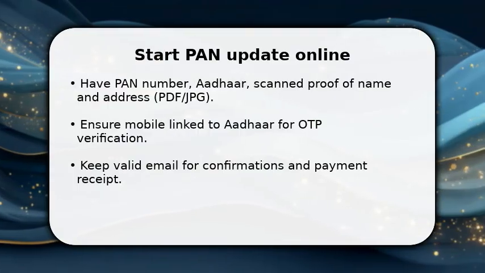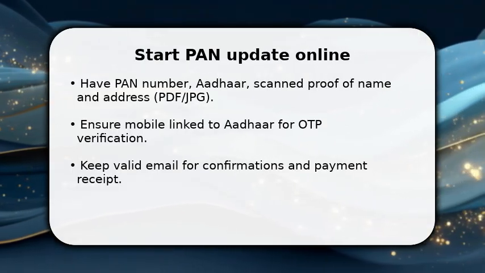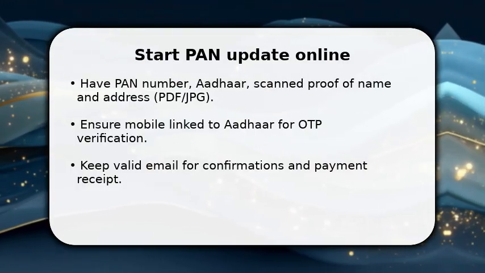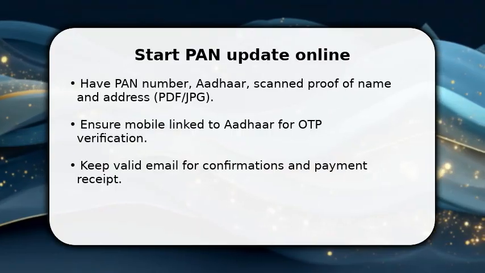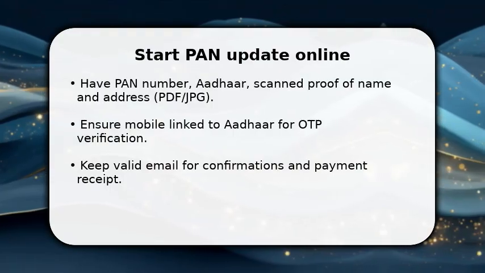You begin by logging into the NSDL or UTIITSL PAN correction portal. Choose Changes or Correction in PAN data and enter your 10-digit PAN. Once done, select the field(s) to update, name and/or address, and upload your supporting documents.